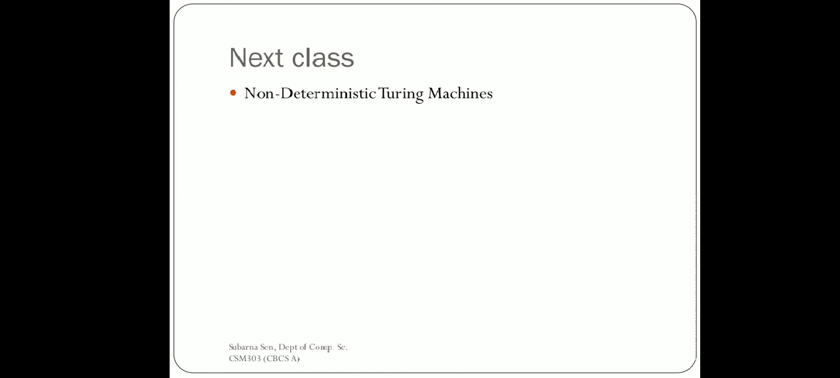This much for today. In the next class we will learn one more thing, that is the non-deterministic Turing machine, and we will see that the deterministic Turing machine and the non-deterministic Turing machine are equivalent. We are going to prove it. Thank you.